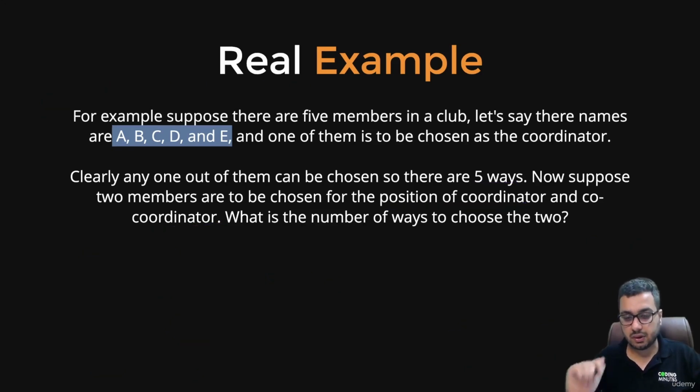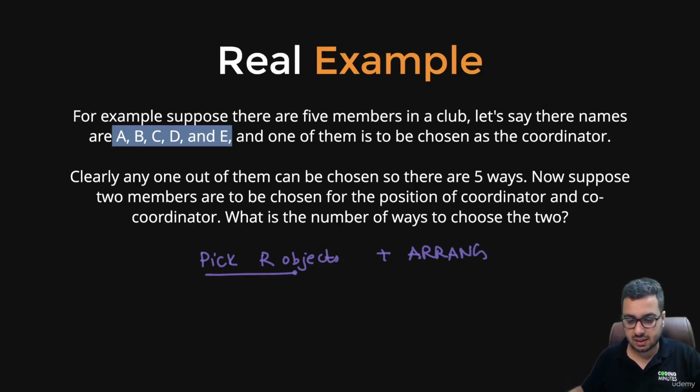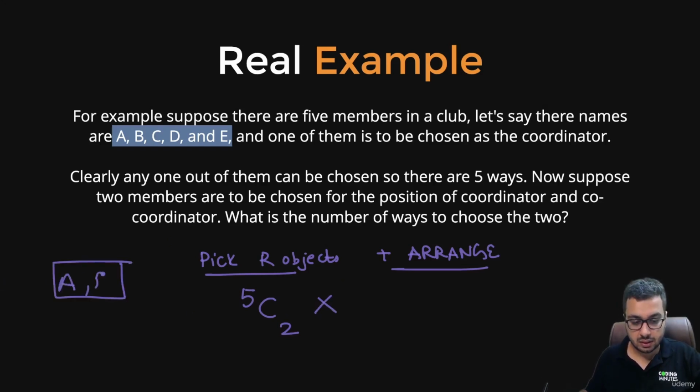So in this case, we will first pick our objects, and then we will arrange them. Picking is the same as finding the binomial coefficient. So we can say, out of 5 objects we pick 2, but these 2 objects can be arranged in any order, so A comma B or B comma A. In how many ways can we arrange them? That is nothing but 2 factorial.